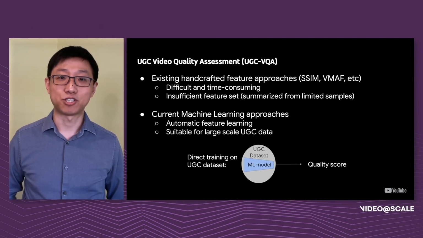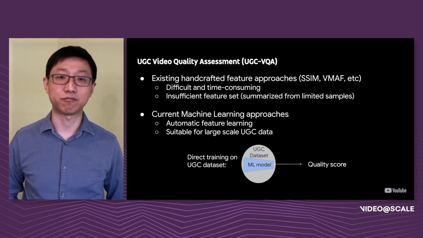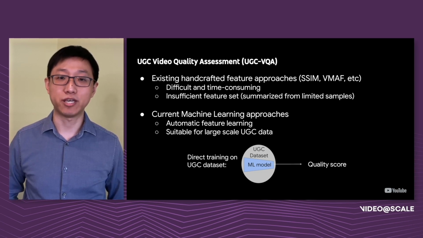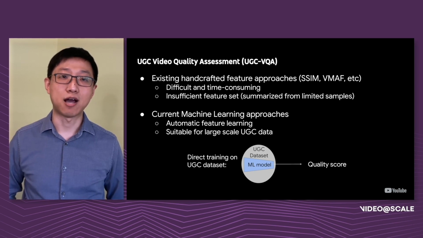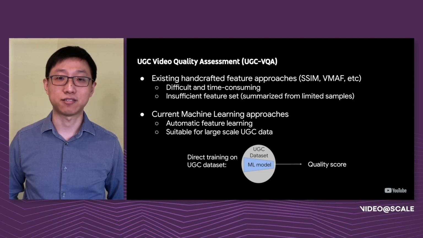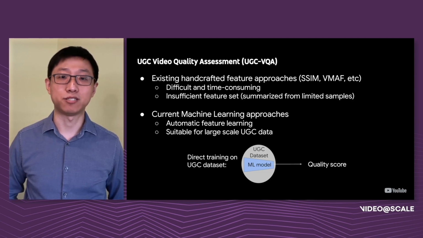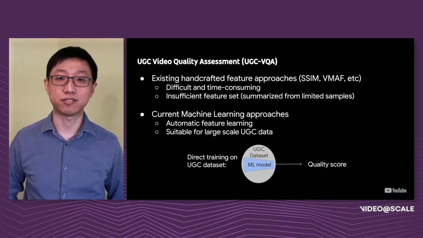In contrast, the machine learning approach is becoming more and more popular in UGC video quality assessment, or UGC VQA, because it is able to automatically learn features from large-scale samples. As the graph shown here, a straightforward way is directly training a model from scratch on an existing UGC quality dataset. However, that may not be the best way. For the machine learning approach, the most important thing is the training data. So let's take a look at the available UGC datasets with labels.